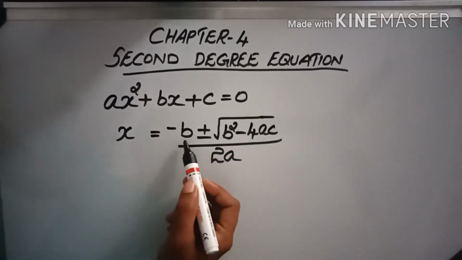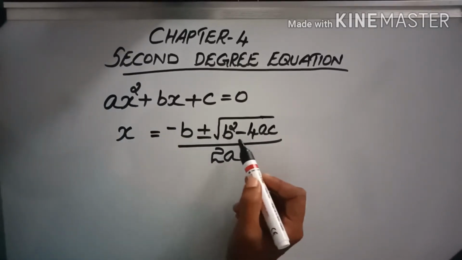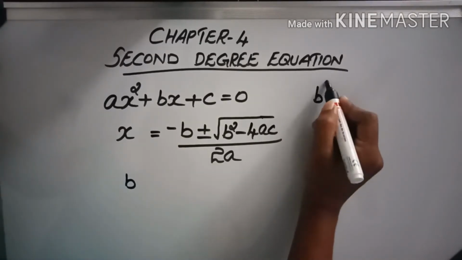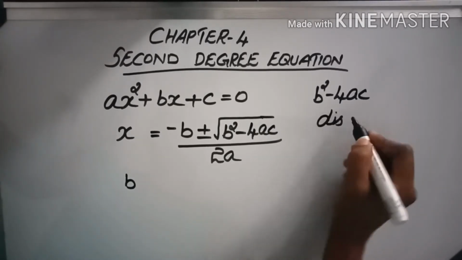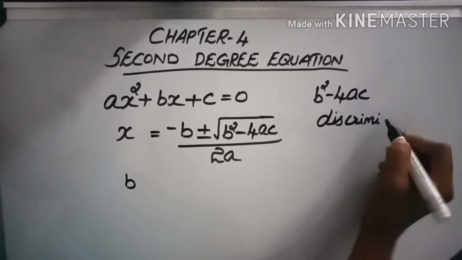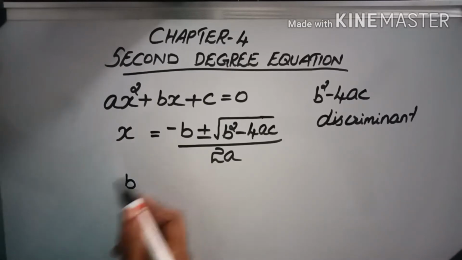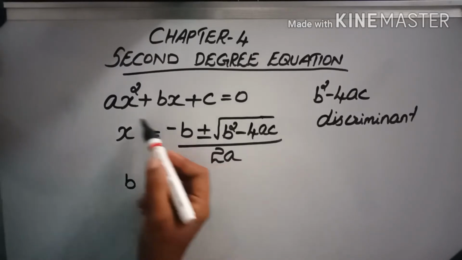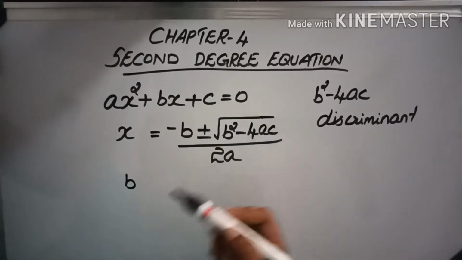Here b is the coefficient of x, and in this term, root of b square minus 4ac, the b square minus 4ac is known as the discriminant. Depending on this we can predict the value of the solution. That means a is the coefficient of x square, b is the coefficient of x, and c is a constant number.